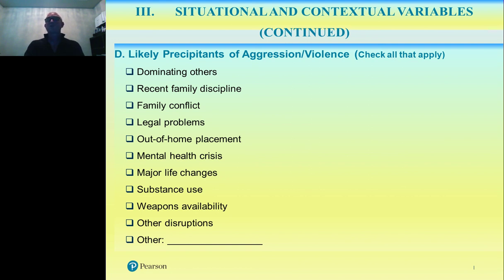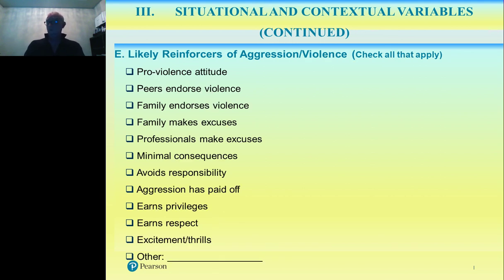Their locus of control is highly external. They feel like they're being victimized. Maybe they are being victimized, but it expands to kind of a belief that this is happening to them in the world all the time. Major life changes such as moving, job loss and family, all stuff that we're dealing with now, COVID restrictions and so on. The substance use is a risk factor as well, and then weapons availability and other disruptions that maybe are on this list. So quite a list of possible precipitants to consider for the pathway to violence.